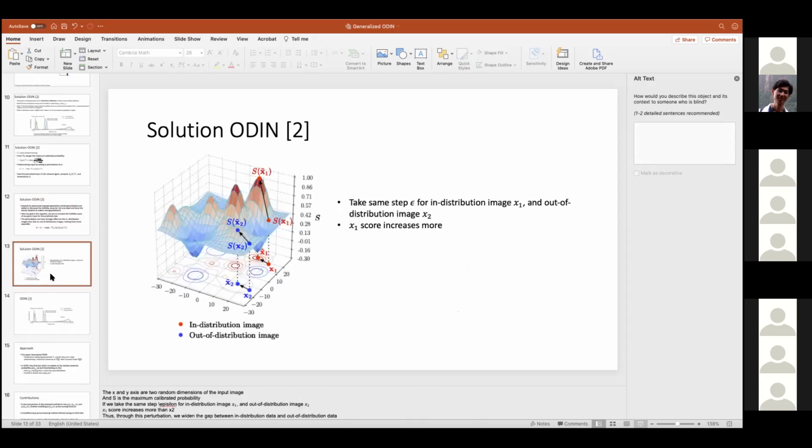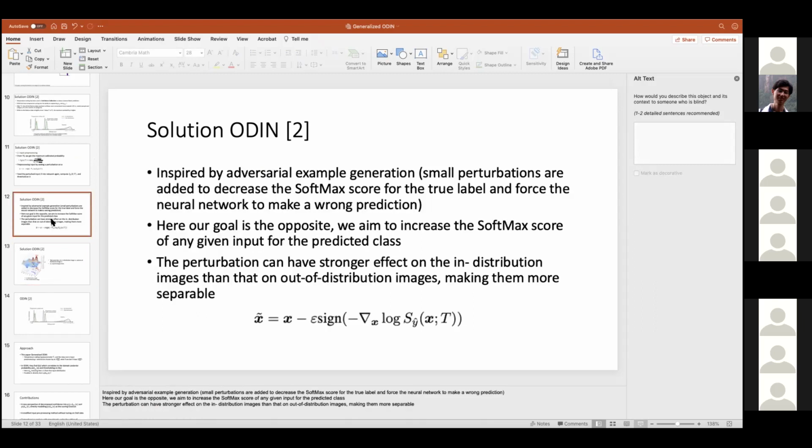Here, maybe I lost a bit. Can you clarify it more, that we aim to increase the softmax score? So I assume that's supposed to be, please put up. Because this score is the maximum calibrated probability, which is just the output from the neural network.